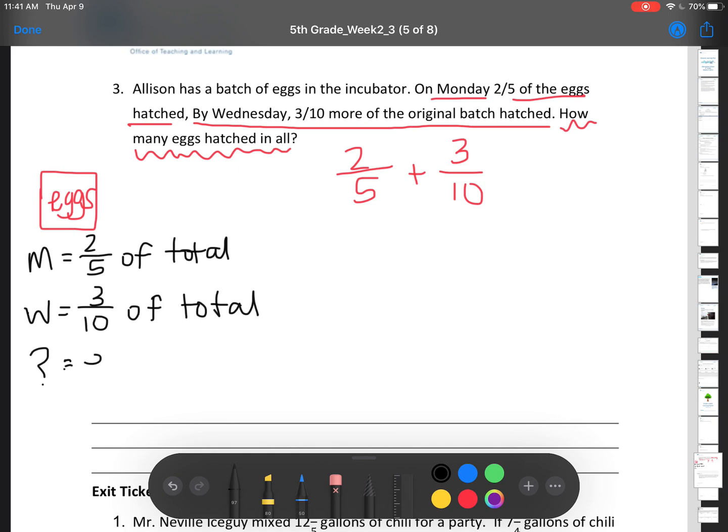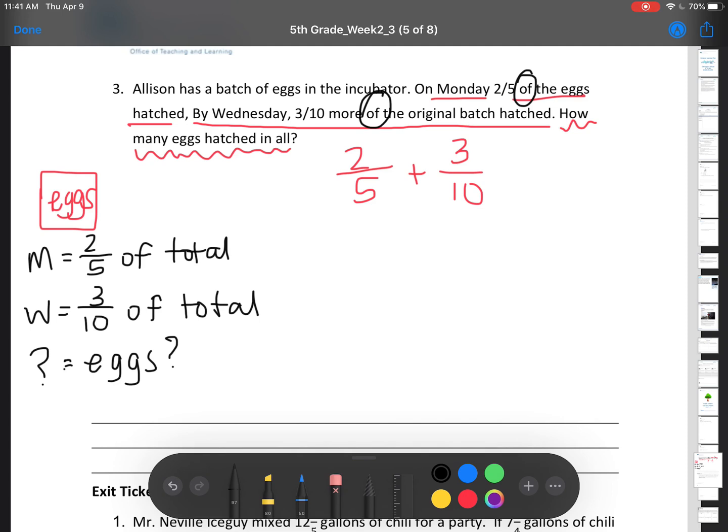The question is, how many eggs? Okay. Again, I noticed that it wants the concrete number of eggs. It's not saying what fraction of eggs hatched. It's saying how many eggs. Okay. So again, I'm seeing those words of, right? Especially if it's saying 2/5 of 40 eggs or 3/10 of 40 eggs, right? And we know then we would multiply to figure out how many eggs. But I'm noticing that it didn't tell me how many eggs I started with, right? I have no idea how many eggs are in the incubator.